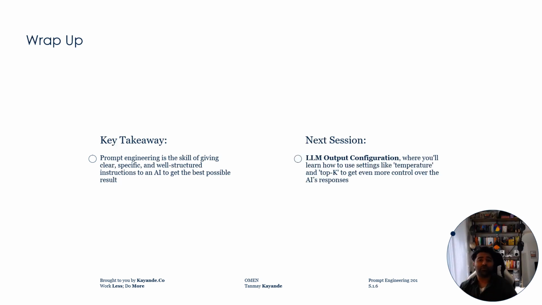So the main thing to remember today is that prompt engineering is a skill of giving clear, specific, and well-structured instructions to an AI to get the best possible result. It's the process that often takes a few tries to get just right, and in our next session we'll build on this by looking at LLM output configurations.